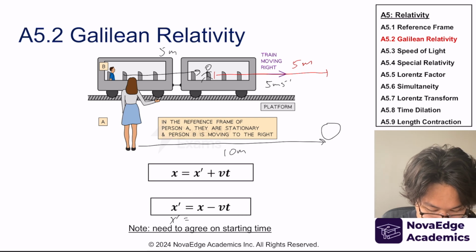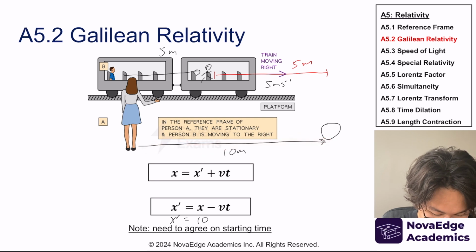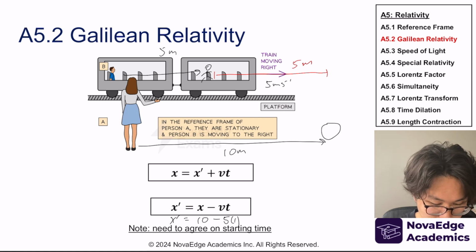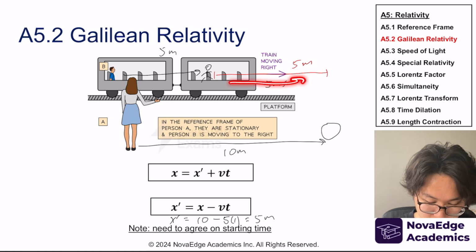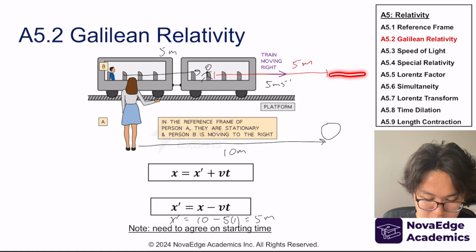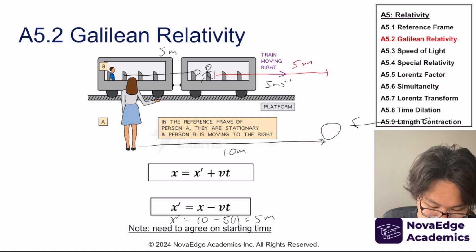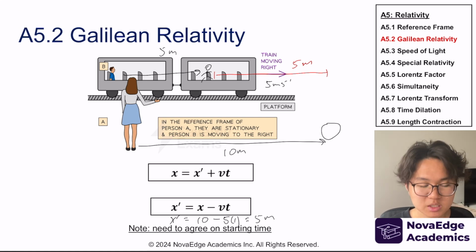x prime is equal to 10, that's this one, minus 5 times 1. 5 is the velocity, time is 1 second, and that's going to give us 5 meters, right? I can put in different times. The more time I put in, the closer it gets to the ball. In fact, if it goes more than 2 seconds, it's going to go across, so it's going to see a negative displacement. So this equation basically makes it easy for us to compute these types of things, okay?